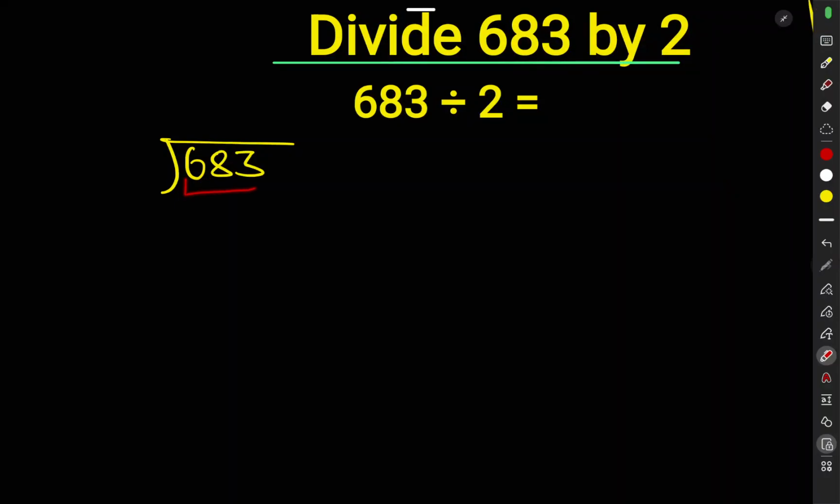Divide 683 by 2 in long division method.